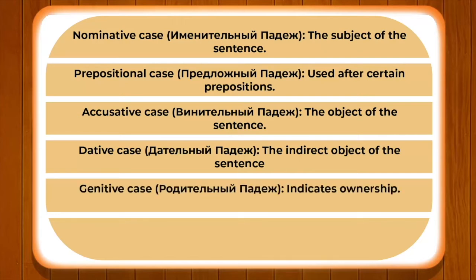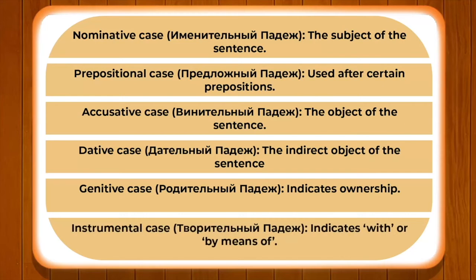Then we have the genitive case, which is known as roditelny padezh, which indicates ownership. If you remember, we have talked about time and counting, etc. We also cover that in this case. And then the last one is the instrumental case or tvoritelny padezh, where we indicate with or by means of, like s kem, s chem, like this, and many other expressions which are used in these 6 cases.